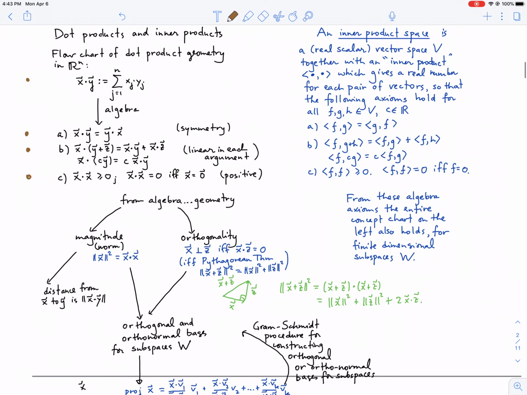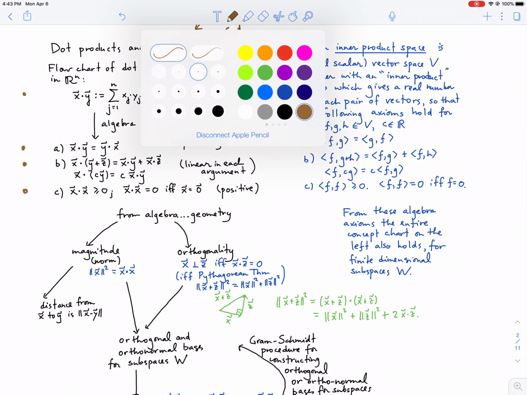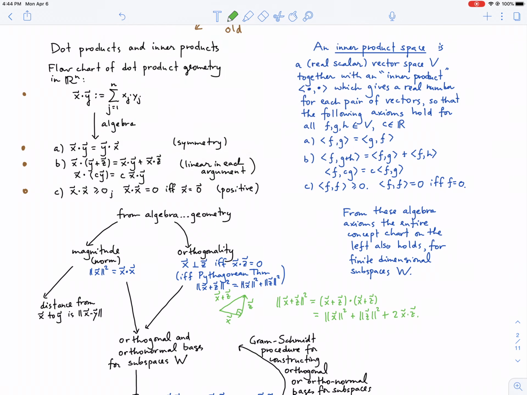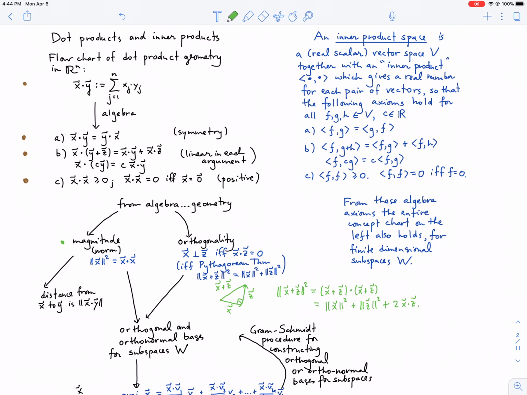So one way to write the magnitude of a vector is as the square root of x dot x, or in other words, the magnitude squared of x is x dot x. And using magnitude is how we define Euclidean distance. The distance between points with position vectors x and y is the magnitude of the vector x minus y.